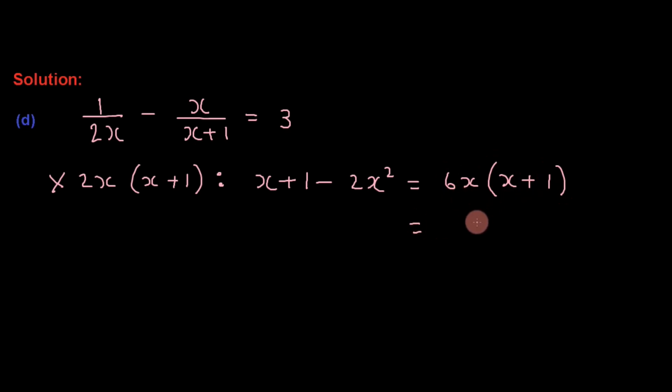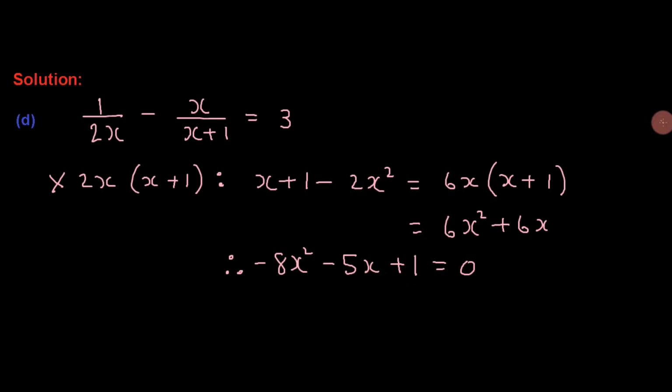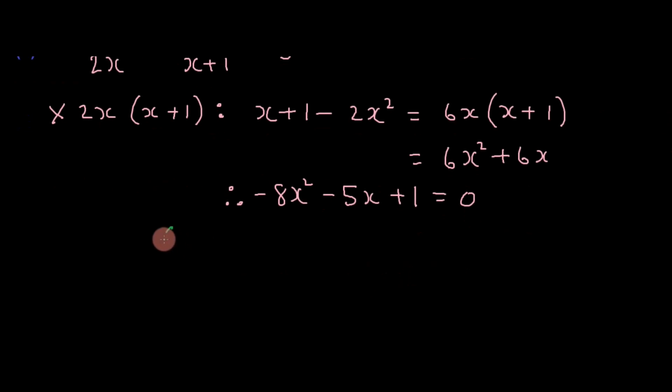We can multiply out on the right-hand side. Now we can bring all our terms to the left-hand side. So we have negative 2x squared minus 6x squared is minus 8x squared. Then x minus 6x is minus 5x. And we still have a plus 1. And this is 0. So this equation is in standard quadratic form, and we can write down the values of a, b, and c. A is negative 8. B is negative 5. And c, of course, is 1.